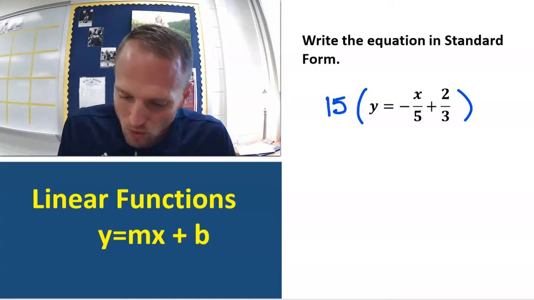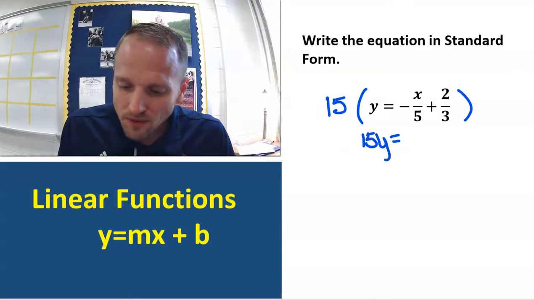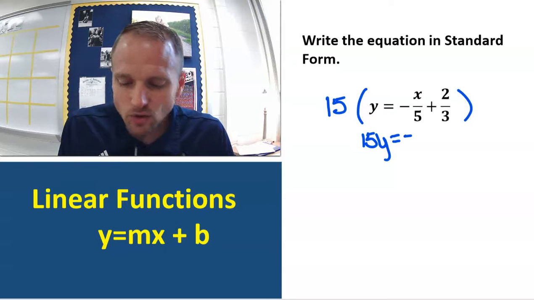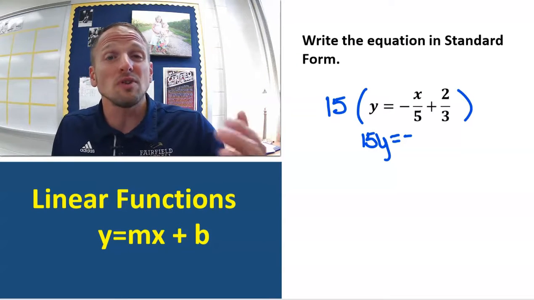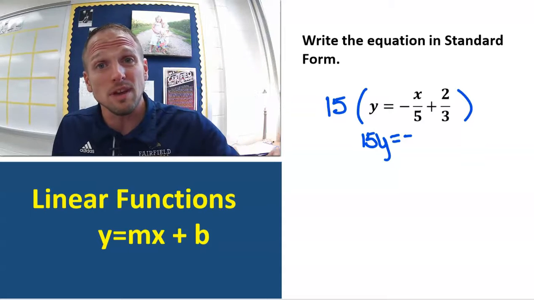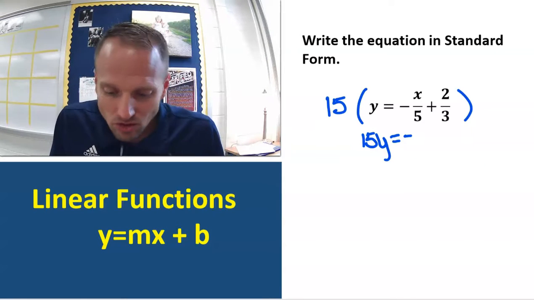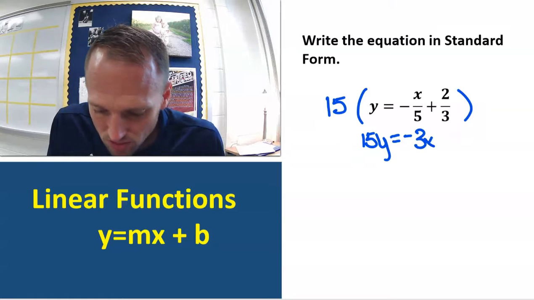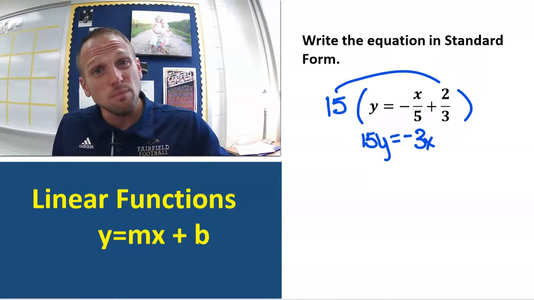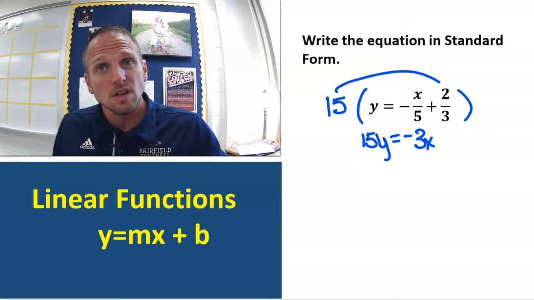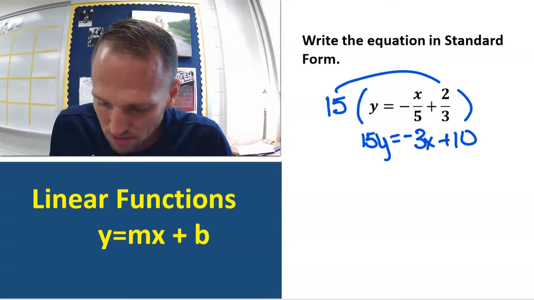So 15 times y is just going to be 15y. 15 times negative x over 5. So remember, when you multiply a whole number or an integer by a fraction, you have to divide it by the bottom and then multiply by the top. So 15 divided by 5 is 3, times x is just going to be 3x. Okay, then the last one, 15 divided by 3 is 5, times 2 is going to be 10. So this is a positive 10.